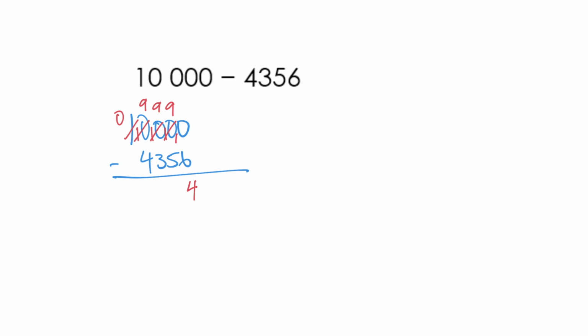And I know what you're thinking. How am I supposed to remember this? This is really, really tricky. But when you add it, you get the right answer. You get 5,644 plus 4,356, which would be 10,000. I'm going to show you the easier way now.